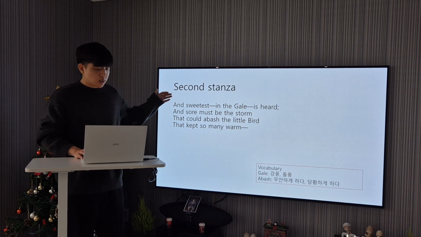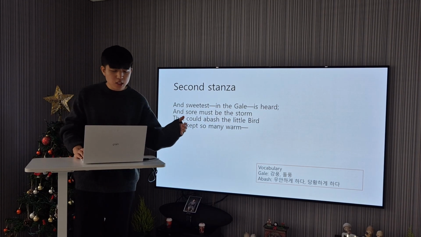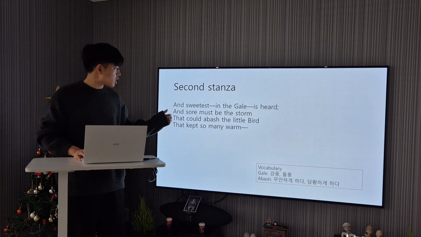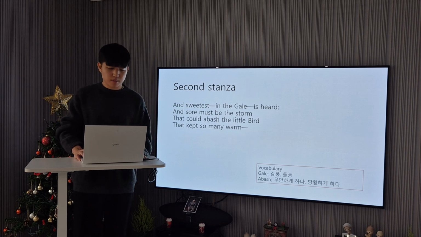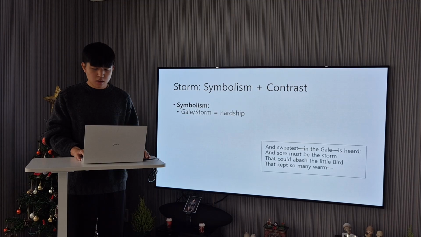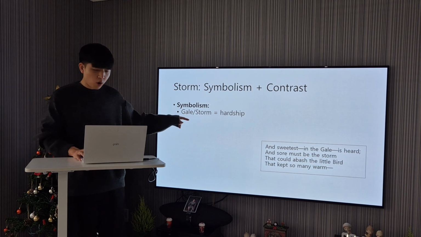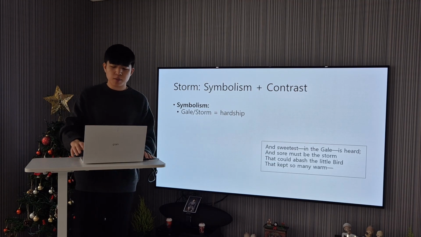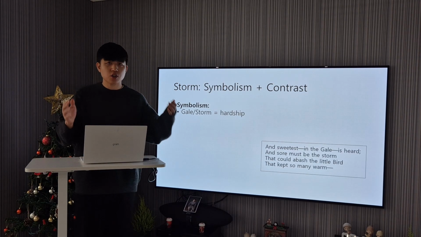And second stanza, "Sweetest in the gale is heard, and sore must be the storm that could abash the little bird that kept so many warm." We saw this when we were learning about rhythm, right? Remember? There's also this vocabulary box. So this is where symbolism kicks in. The gale, the storm, isn't really about weather. It stands for difficult moments like stress, fear, loneliness, pressure, whatever hardship means to you.